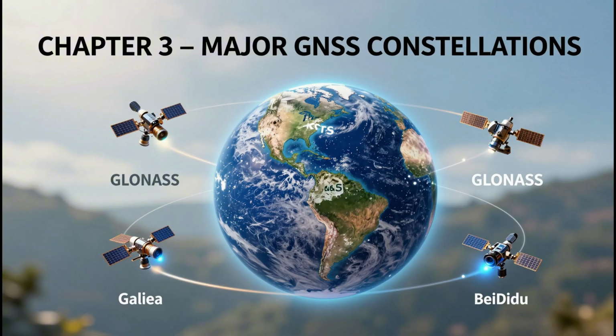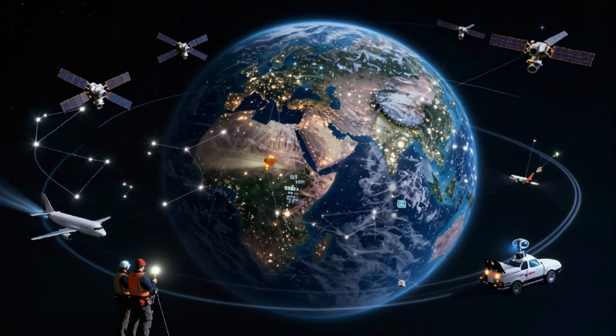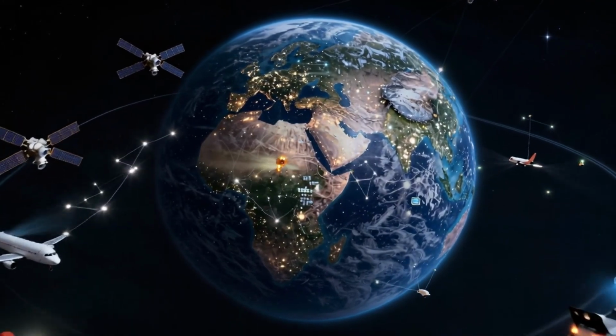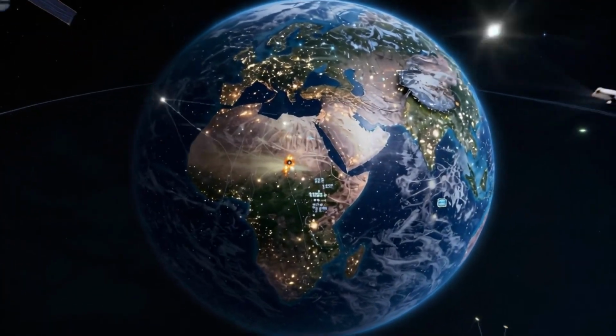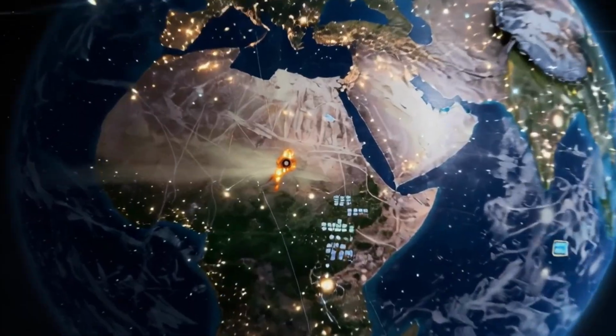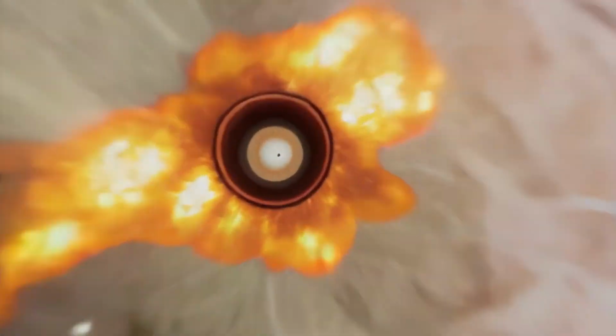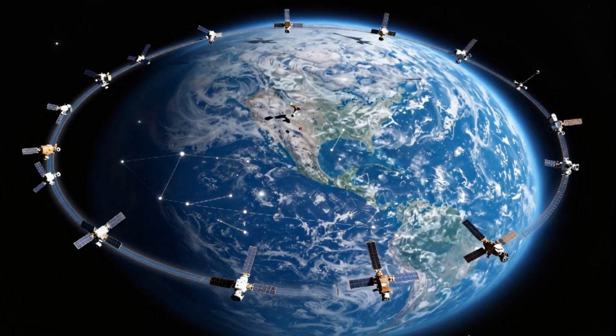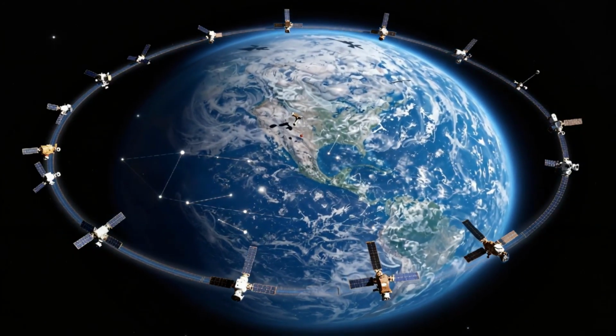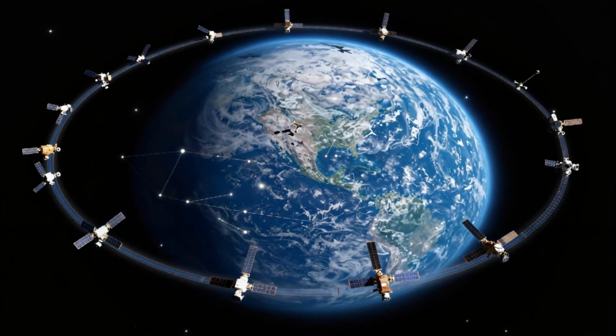Chapter 3. The major GNSS constellations. Several GNSS systems operate today. Together, they provide global positioning coverage. The major systems include GPS, the Global Positioning System developed and operated by the United States. GPS was the first fully operational global satellite navigation system. Today, it remains one of the most widely used systems in the world.